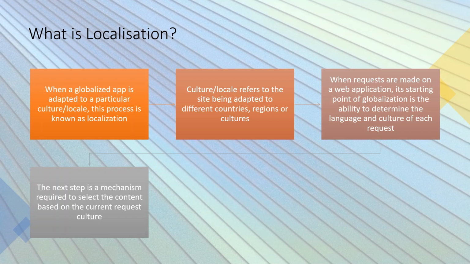When requests are made on a web application, its starting point of globalization is the ability to determine the language and culture of each request. The next step is the mechanism required to select the content based on the current request culture.